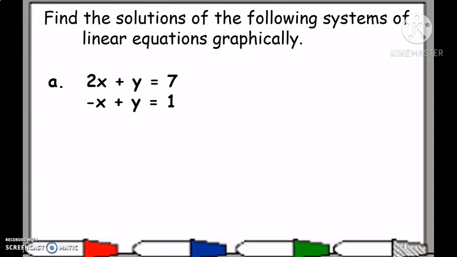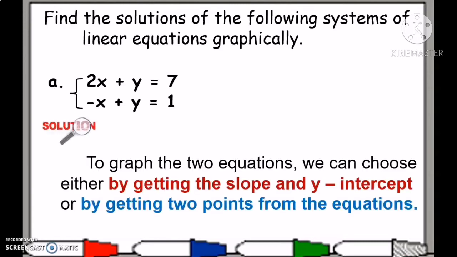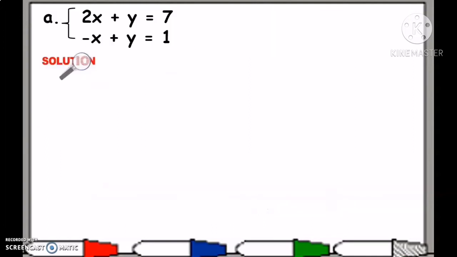So, this time po, ang ibibigay na equation sa atin ay palaging set of 2 or dalawa. So, meron tayong equation 1 and equation number 2. So, for this solution, meron tayong dalawang ways na pwedeng gamitin. So, ito ay by getting the slope and y-intercept or by getting 2 points from the equations. Pero, ang focus lang po natin is getting the slope and y-intercept to avoid confusion.